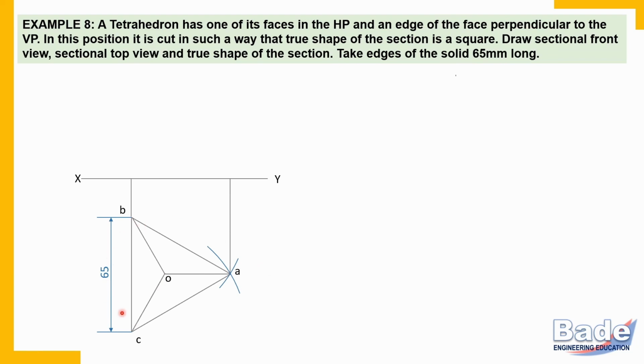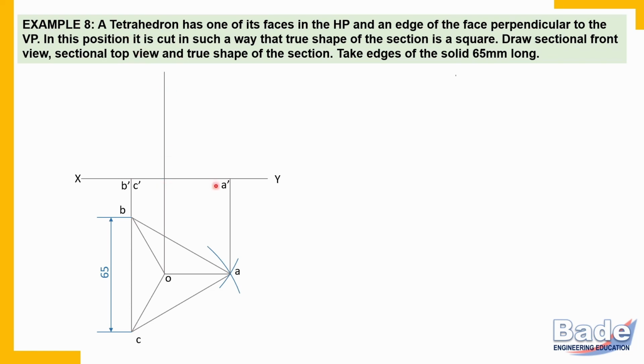Now transfer all these points to the front view. A dash, B dash, and C dash. This triangular surface is on HP, on the XY line in the front view. Now let's transfer point O. Draw a projector. So O is on this line. Now what is the length of the face edges?